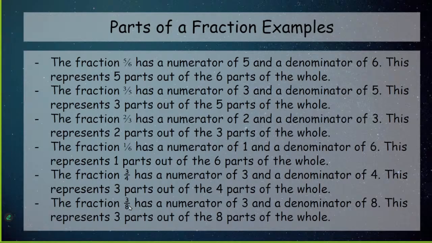Now the fraction 3/8. It has a numerator of 3 because, see, there's a 3 on the top, and a denominator of 8 because there is an 8 on the bottom. This represents 3 parts out of the 8 parts of the whole. The whole is equal to 1, right? But that one whole is split into 8 parts, and 3 parts are taken out of the 8 parts. That means 3 over 8. The numerator is 3 and the denominator is 8.